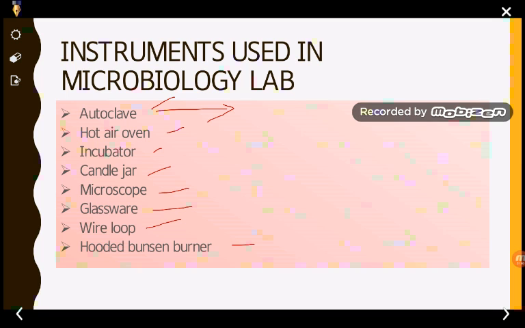Next is the hot air oven. The hot air oven is again an instrument which is used to sterilize, but here we are sterilizing by means of the dry method. Here steam is not utilized at all, only high temperature is utilized in order to sterilize the glassware. So it is also called dry sterilization.